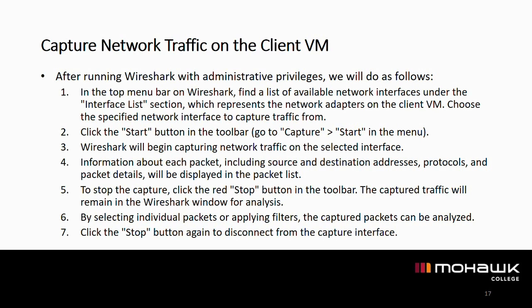To filter packets, use the Display Filter bar located at the top of the Wireshark window. You can filter by protocol, IP address, port number, and any other criteria. And if you click on the Stop button again, it disconnects from the capture interface.